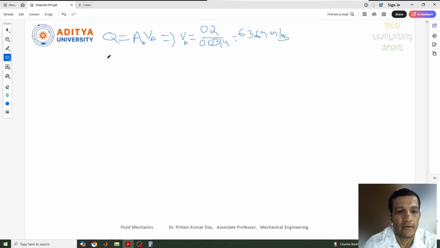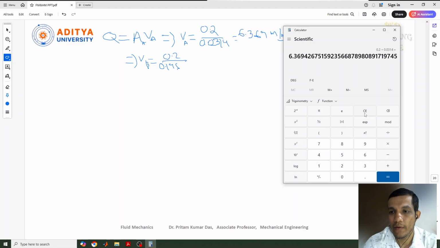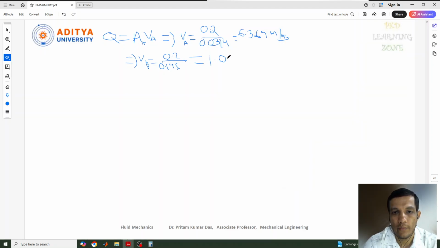Similarly, we can calculate the velocity VB at this point. In the same formula, I can write VB equal to 0.2 divided by 0.196, which is 1.02 meter per second. So these are the values I got there.